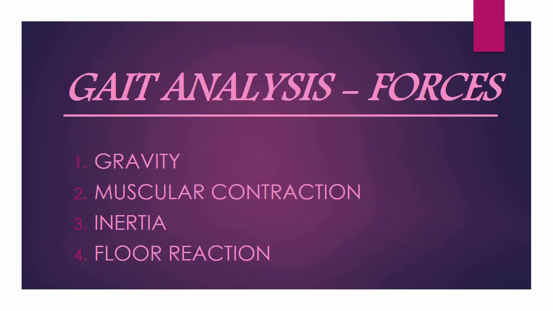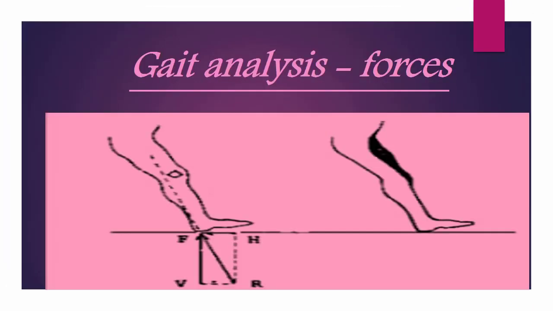Gait analysis. Forces which have the most significant influence are due to gravity, muscular contraction, inertia, and floor reaction. In this image, you can see the force that the foot exerts on the floor due to gravity and inertia is opposed by the ground reaction force. Ground reaction force may be resolved in horizontal or vertical components. Understanding joint position and reaction force leads to understanding of muscle activity during gait.